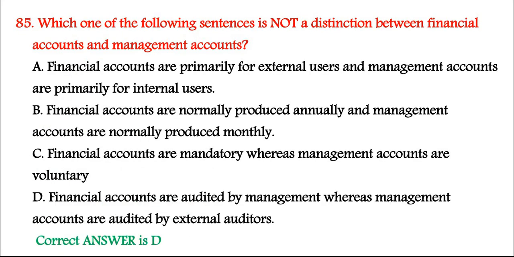85. Which one of the following sentences is not a distinction between financial accounts and management accounts? A. Financial accounts are primarily for external users and management accounts are primarily for internal users. B. Financial accounts are normally produced annually and management accounts are normally produced monthly. C. Financial accounts are mandatory whereas management accounts are voluntary. D. Financial accounts are audited by management whereas management accounts are audited by external auditors. Correct answer is D.